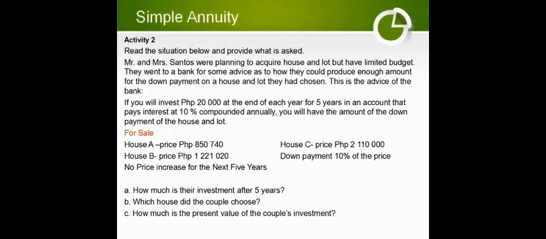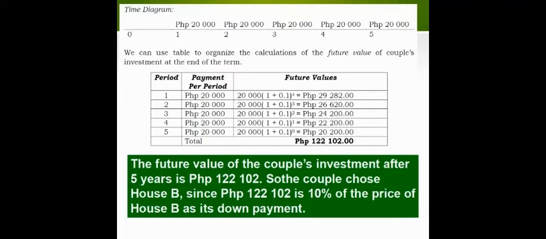Now, let us solve this problem. Okay, let us show first the problem in the time diagram. In the first year, 20,000 is the amount. Second year, another 20,000. In the third year, 20,000. Fourth year, 20,000. And also in the fifth year, also 20,000. So we can use the table to organize the calculation of the future value of the couple's investment at the end of the term.